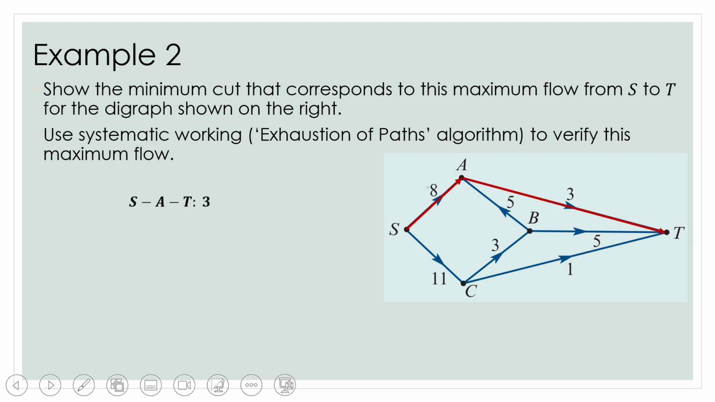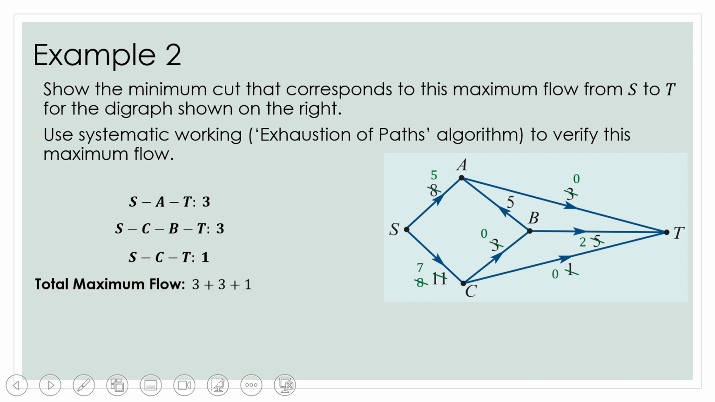So working through that path there is 3, cross the numbers off. Here is our next one. Through that path is 3, cross the numbers off. And then working through the bottom there, we end up with 1, add them together, and we end up with our maximum flow of 7, which supports our minimum cut from before.